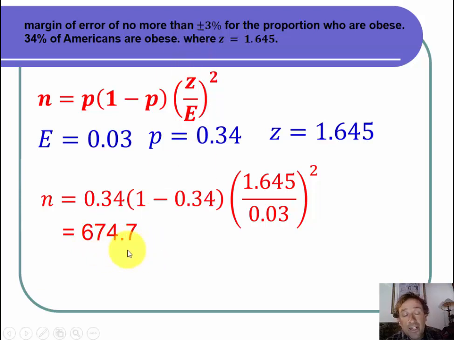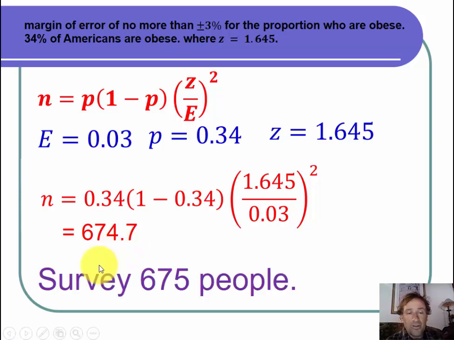So we need to round. And it turns out for sample sizes, you always round up. So the solution is that we need to survey 675 people. And I'm done with this problem.